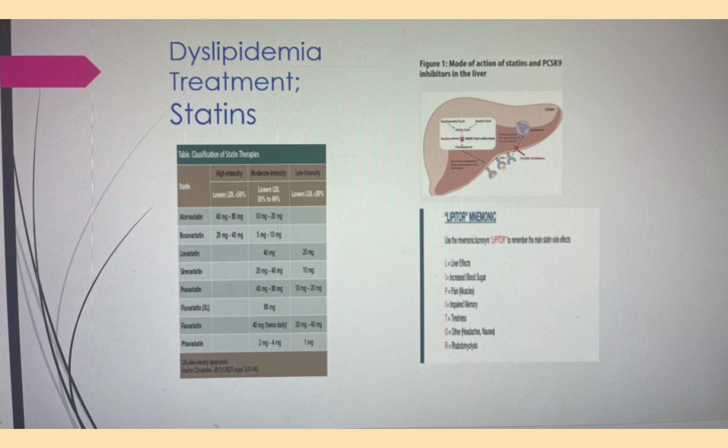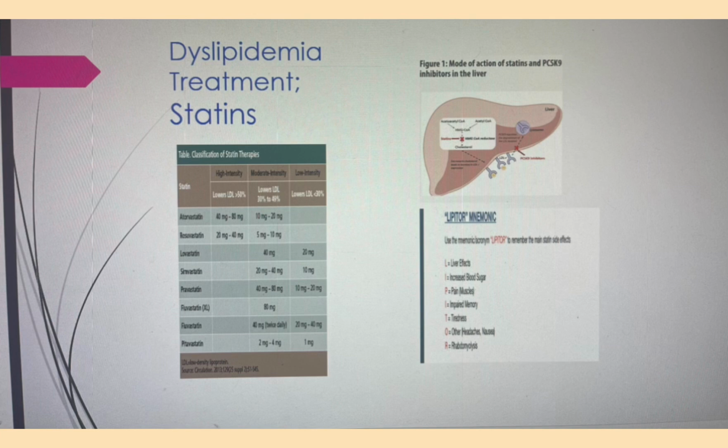The high intensity statins are atorvastatin and rosuvastatin, or Lipitor and Crestor, and they lower LDL by greater than 50%. For atorvastatin, the dosage is 40 milligrams to 80 milligrams, and for rosuvastatin 20 milligrams to 40 milligrams. Out of that, rosuvastatin is the potent one because the maximum dose is 40 milligrams.